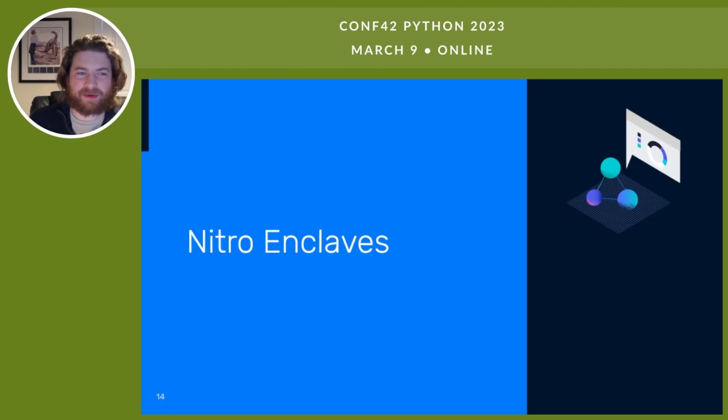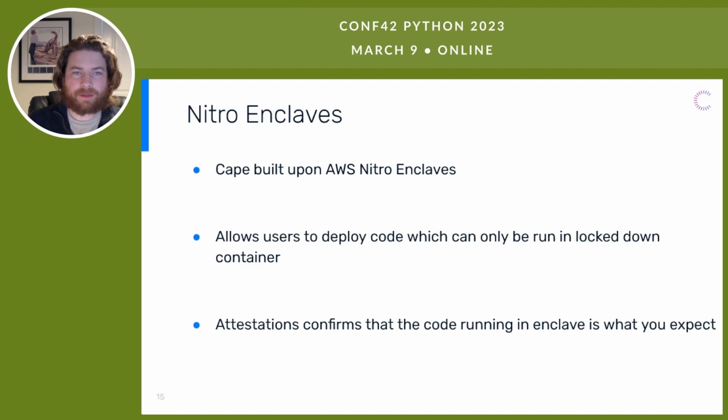All right, next we're going to talk about Nitro Enclaves. Cape is primarily built upon AWS Nitro Enclaves. Nitro Enclaves is a service that allows users to deploy code to a locked-down container. No one can see what is running inside the container. AWS cannot see, and when running on Cape's platform, we cannot see what the users are running. Through an attestation process, the person who is triggering the code to run inside the enclave can confirm that they are in fact talking to an enclave and that it is running the code that they think it is. Everything is fully auditable.